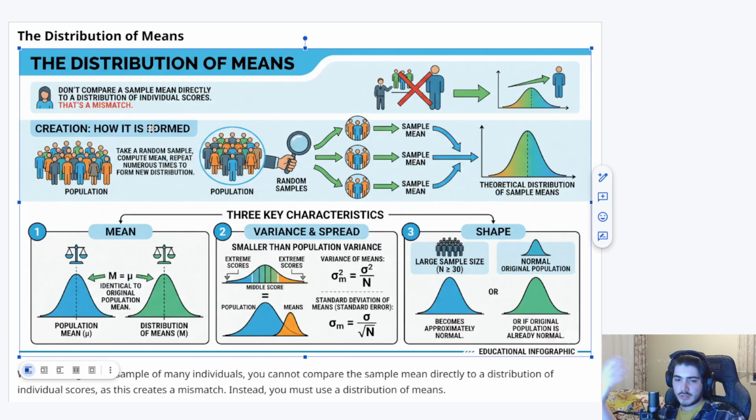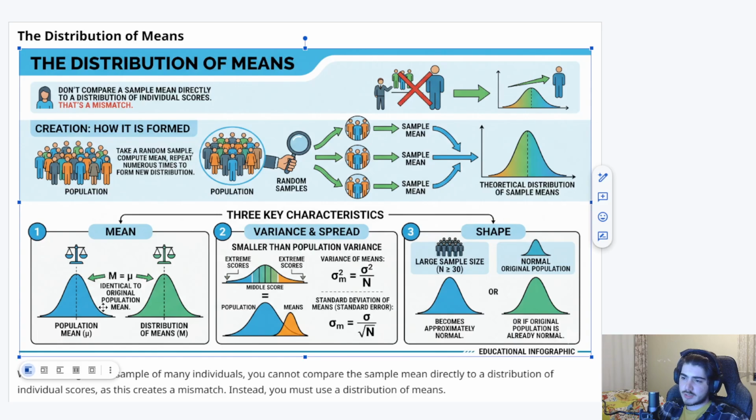You keep doing that again and again, and then you graph those means into a theoretical distribution, like this. This is the distribution of means. So, in this theoretical distribution of means, it's going to end up almost the exact same as your population, because the means will just average themselves out.